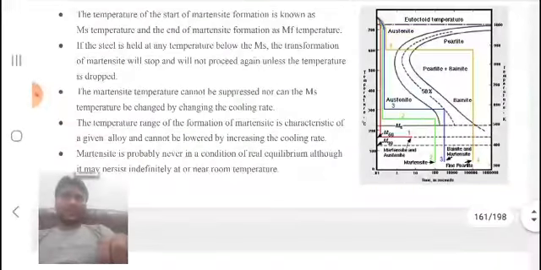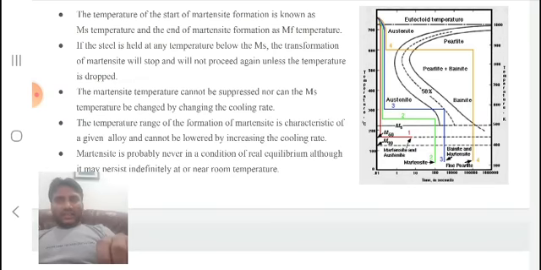So this is all about martensite. While we study, the order should be: first we should understand the transformation of austenite to pearlite, then at what temperatures coarse pearlite is formed, and at what temperatures austenite is transformed into fine pearlite, and then at what temperatures austenite is transformed into sorbite, and at what temperatures into troostite, upper bainite, lower bainite, or martensite.